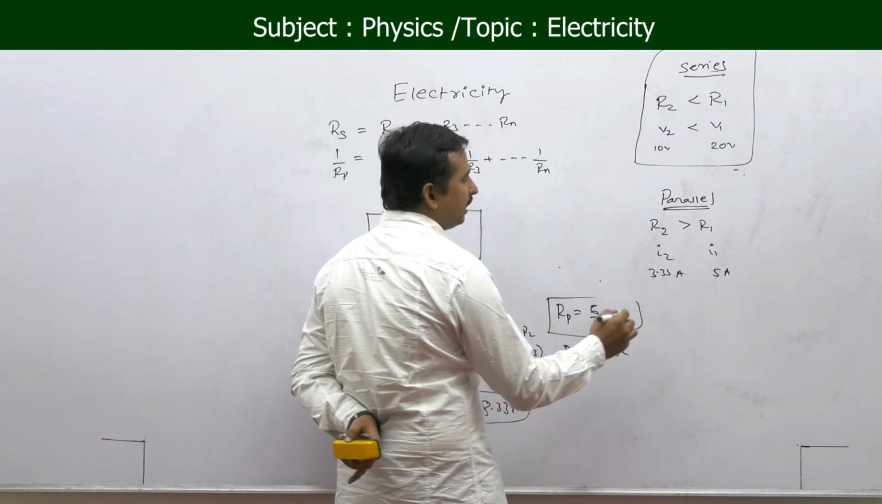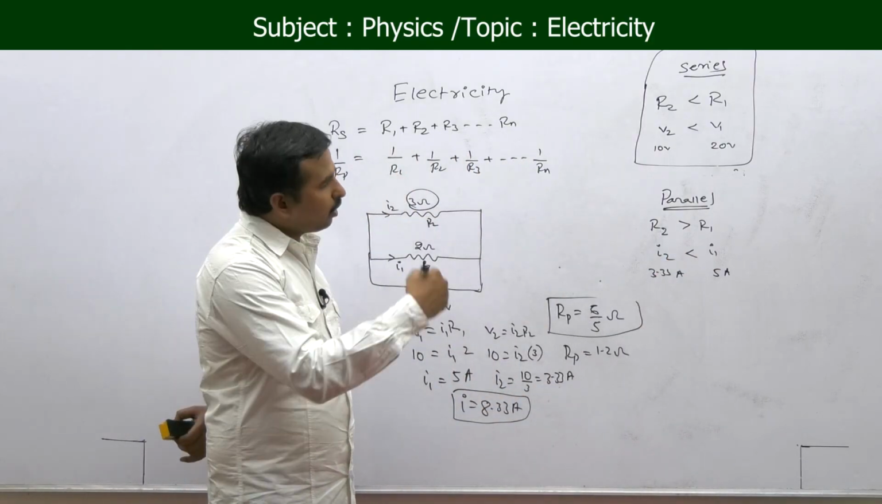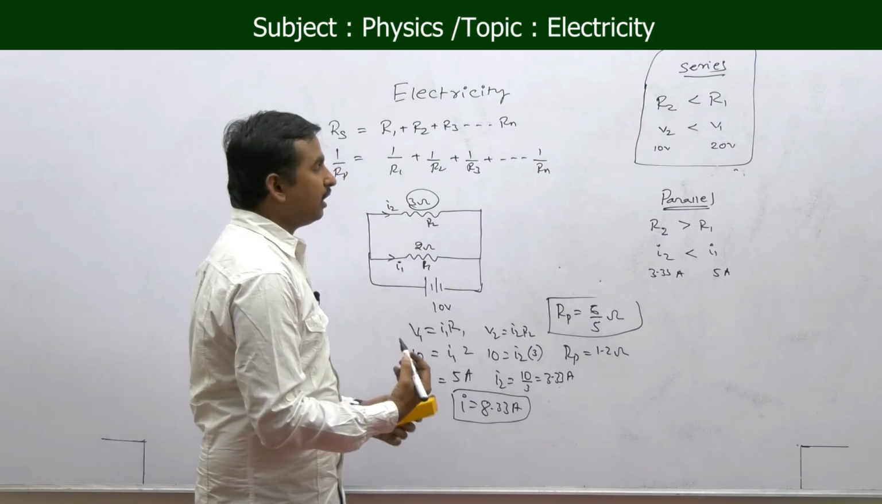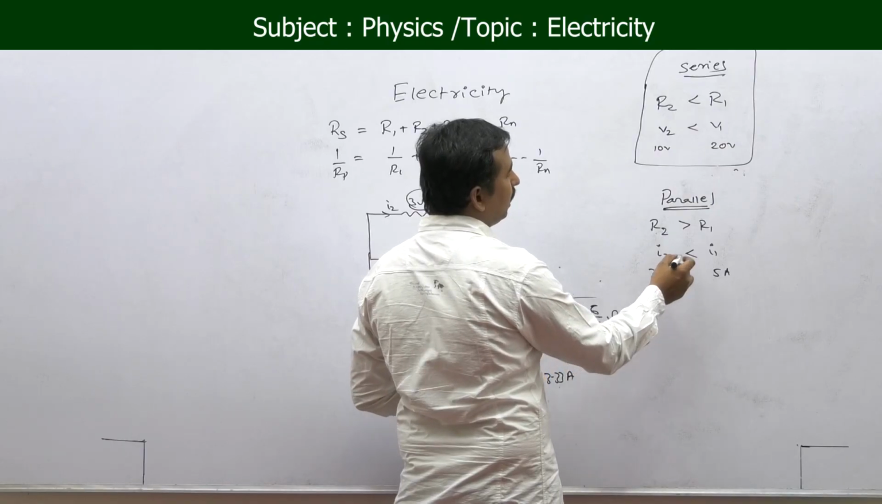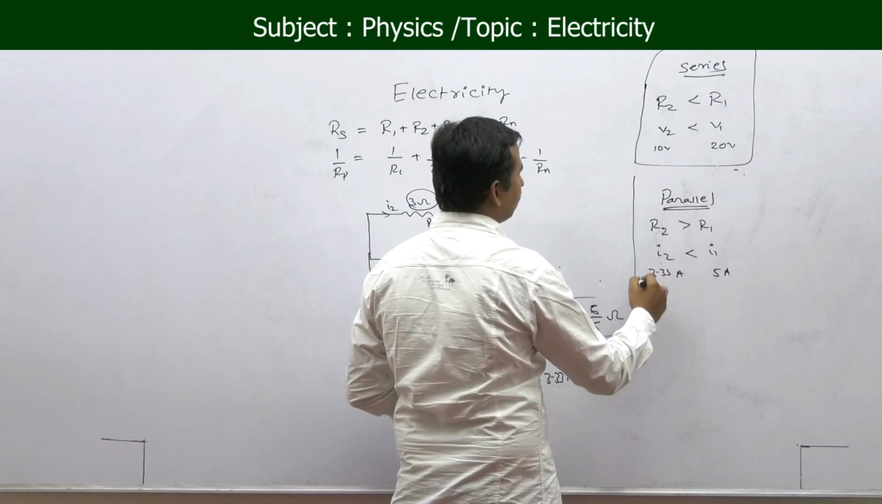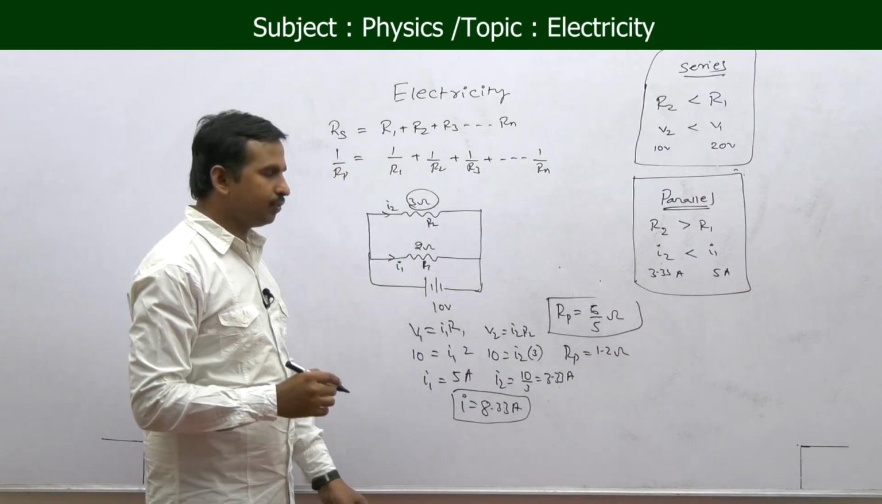So here I1 is more and I2 is less. Having more resistance, the current passing through it is less. Having less resistance, the current passing through it is more. Less resistance, more current. This is what we see in the case of parallel connection.